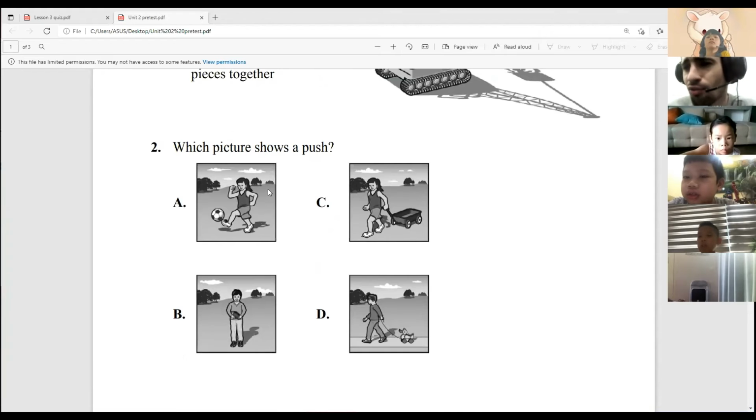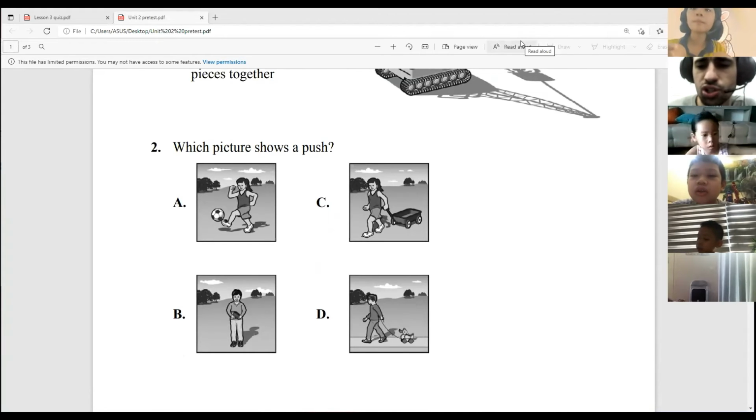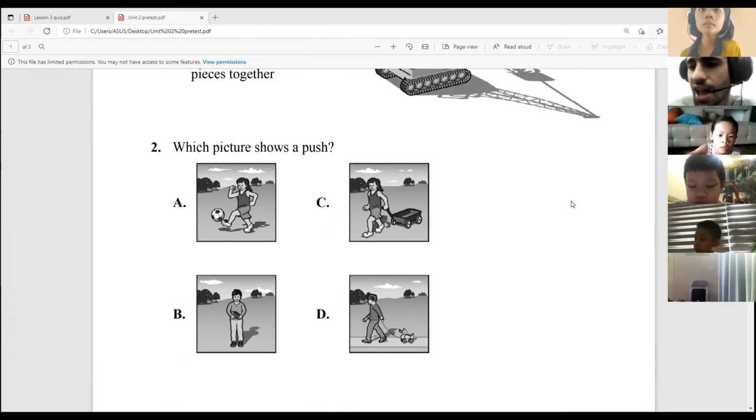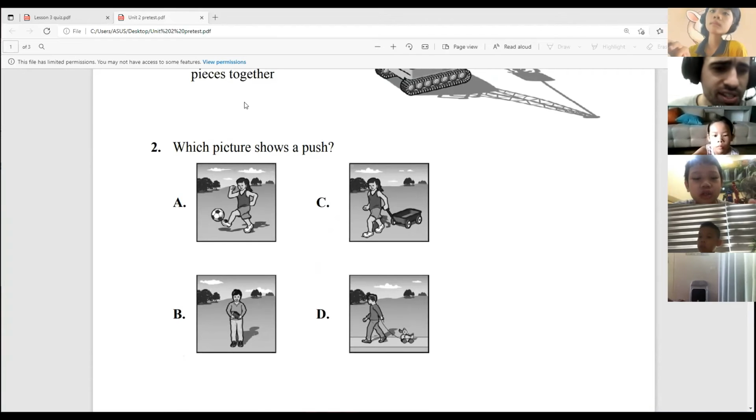This one, guys, you should all remember. Which picture shows a push? Everyone should remember this. Puppy, are you able to unmute now? Which one shows a push? You guys can type me in chat if you want. Picture A, yeah, you remember, this is a push.